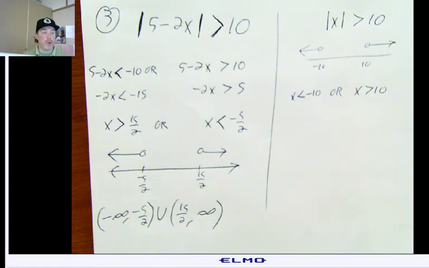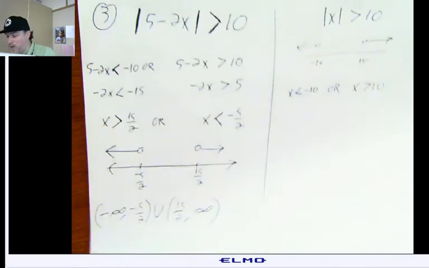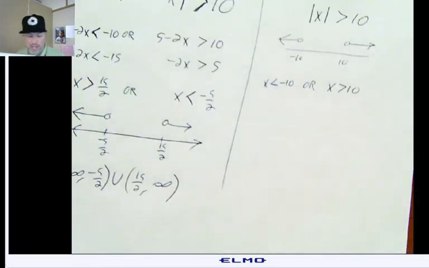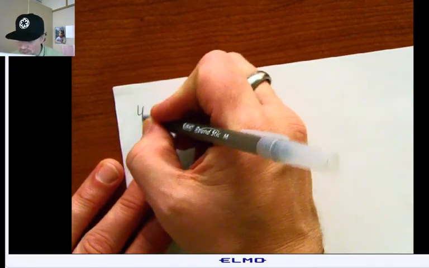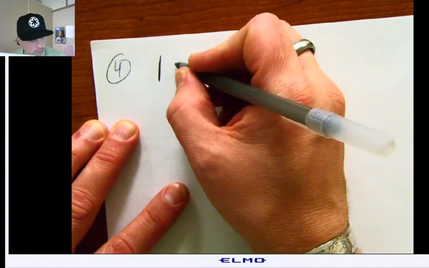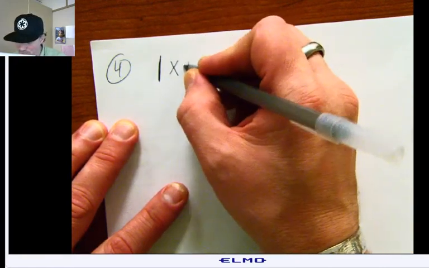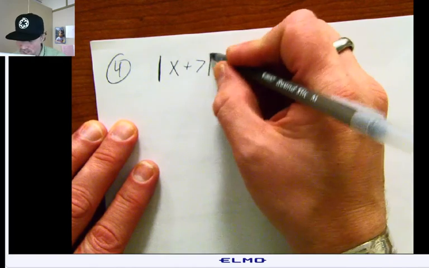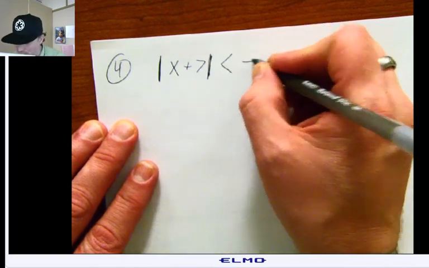I'd like to do one more problem, and this covers the special case scenario that we talked about in class today. So number 4, and this will involve a negative number. What if I had the absolute value of x plus 7 is less than negative 8?